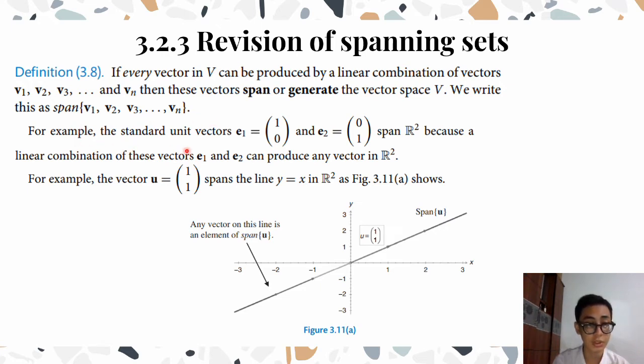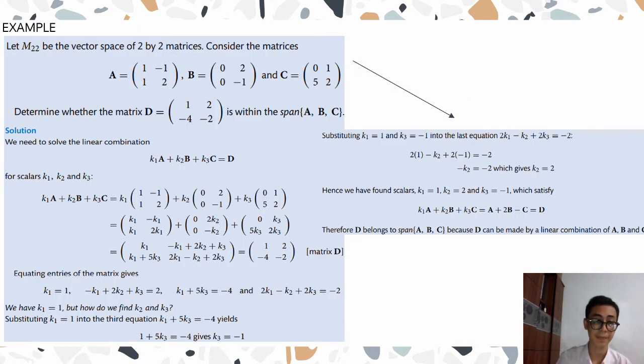For example, the standard unit vector e1 is equal to (1, 0), and e2 is (0, 1). They span R squared because a linear combination of these vectors e1 and e2 can produce any vector in R squared. For example, the vector u (1, 1) spans the line y equals x in R squared, as Figure 3.11 shows, like this. This is the example.